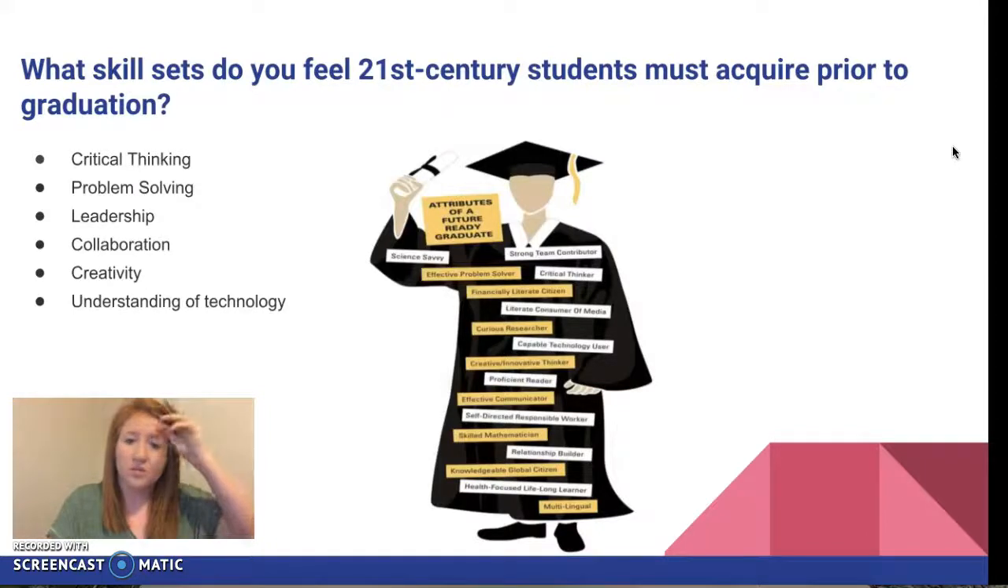Skill sets for the 21st century: definitely critical thinking, problem solving, leadership, collaboration, creativity, and an understanding of how to use technologies. I think that all of these can be obtained by adding more technologies and more project-based learning into classrooms. So I think those are very achievable. They just need to be happening.